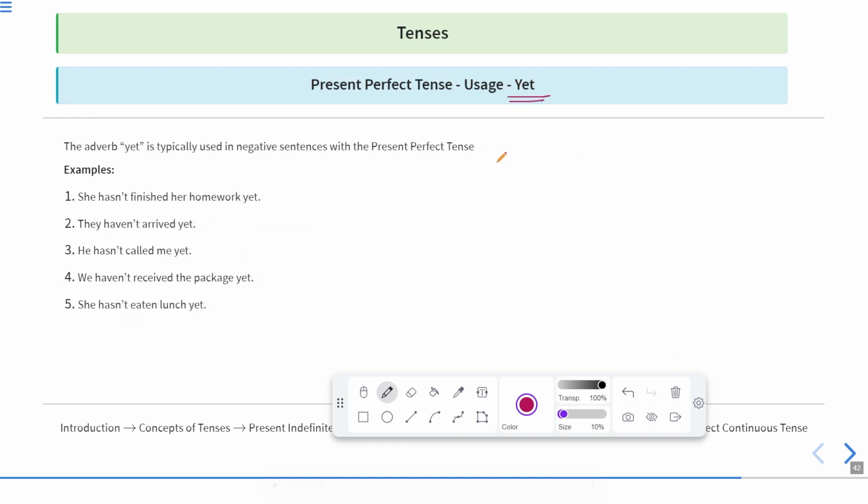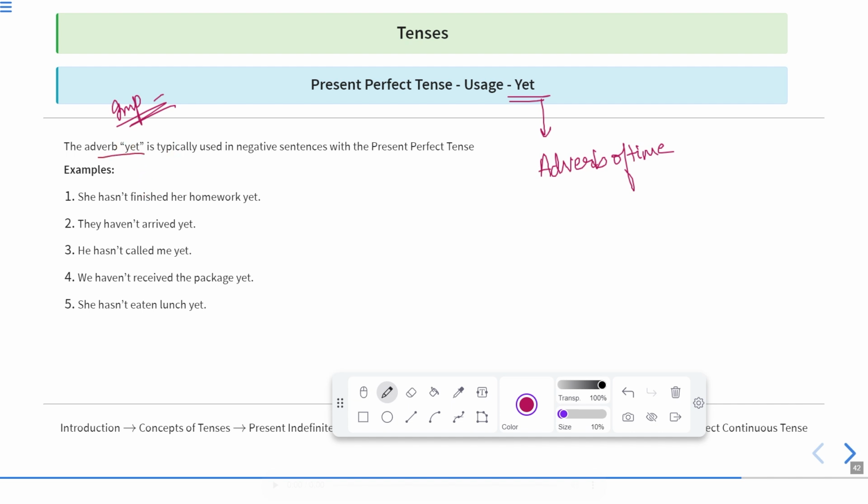Here we'll discuss the usage of yet. Now this is again very important and asked many times in our exam. Now yet is actually the adverb of time. Okay, here this yet means adverb of time, and this yet means up to now.